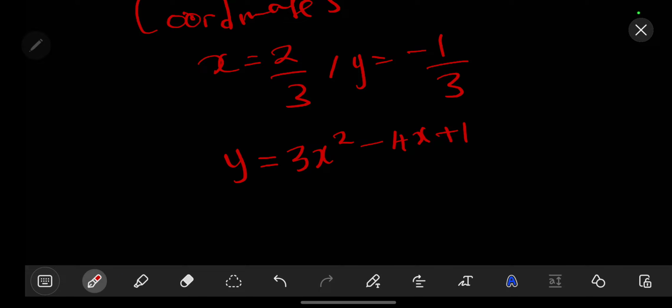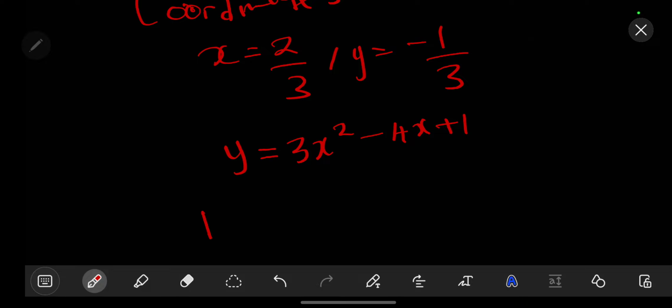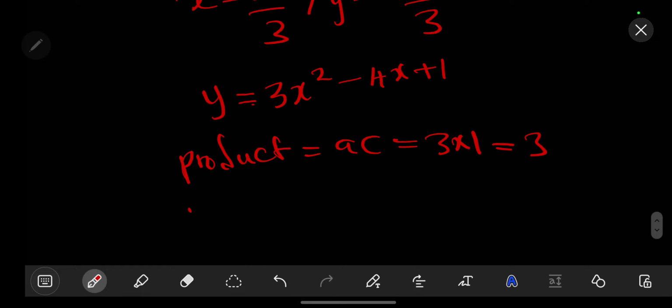Then when we do that, what we are going to end up with is this. For this one, we have a product which should be equal to AC. We are trying to factorize. So we have 3 times 1, which is equal to 3. First, let's identify our sum, which is our B. In this case, it is equal to negative 4.